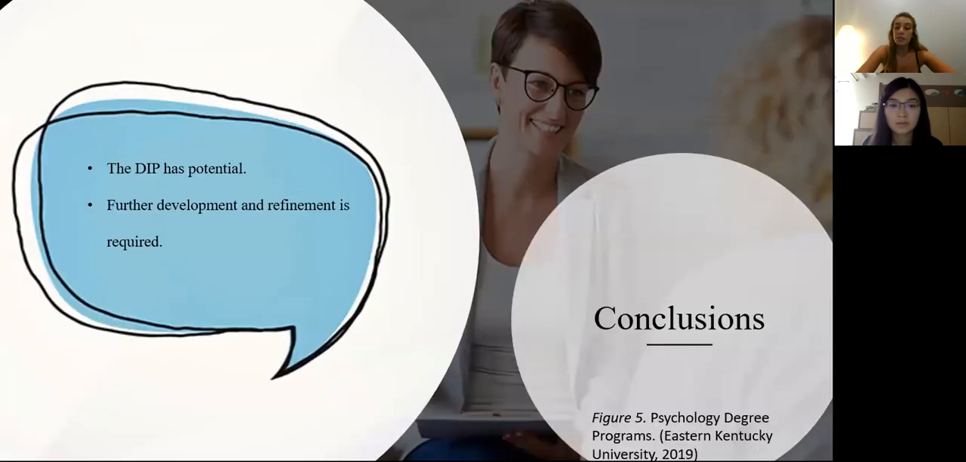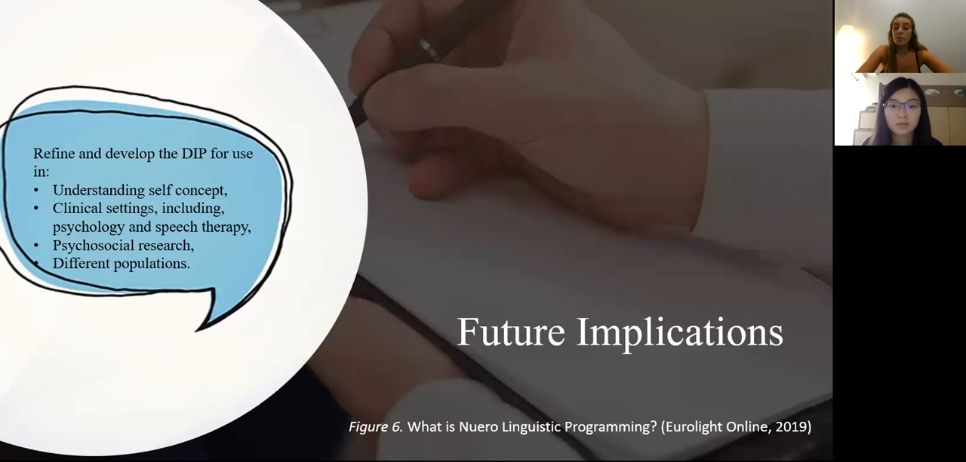The authors conclude that the DIP shows great potential as a statistically sound measure for the psychosocial impact of acquired dysarthria. However, the scale requires development and refinement before it is suitable for clinical use in the treatment of dysarthria. There is a positive outlook for the future of the DIP.